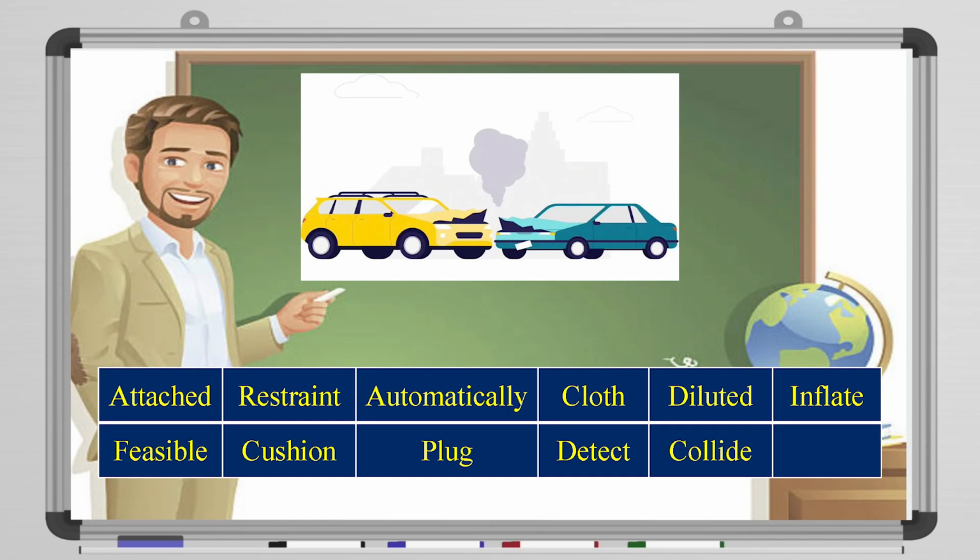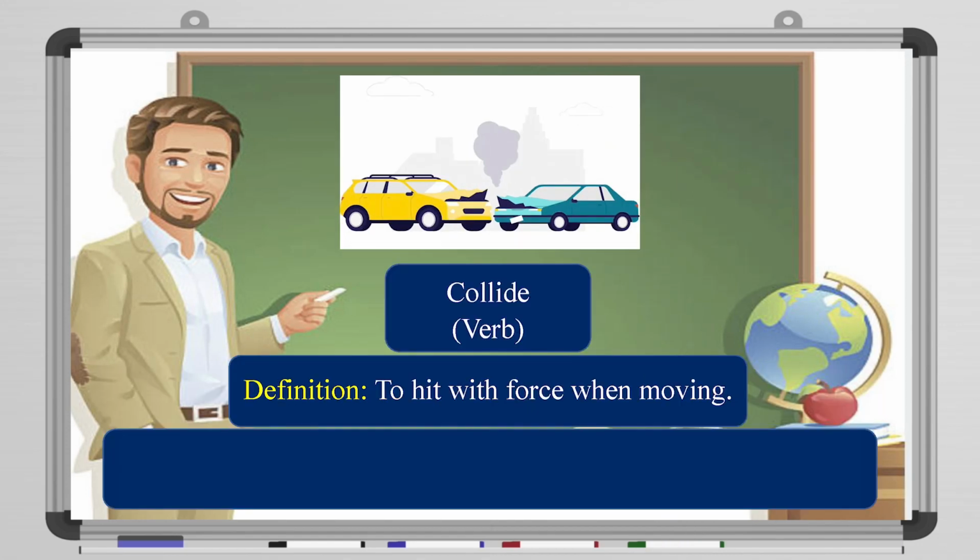It's a car accident. And in this unit we're talking about accident, right? So if two cars get together in an accident, what do we call them? It's collide. It's a verb. It means to hit with force when moving. So two cars collided into each other.